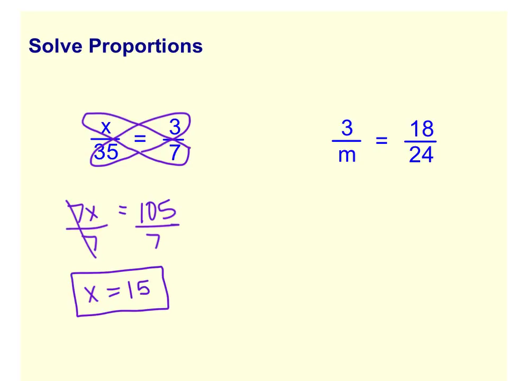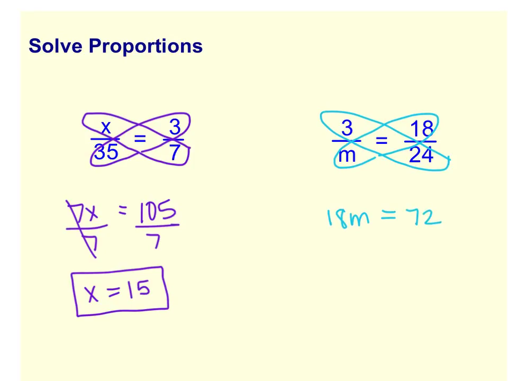So not too bad. The one thing you want to make sure you do when you multiply your diagonals, first of all, it doesn't matter which one you multiply first. I tend to use the one that has the variable, so I'll multiply the m and the 18 together first, but if you multiplied the 3 and the 24 first, that's okay, you get the same answer in the end. But what you want to make sure you remember is when you multiply one diagonal, 18 times m is 18m, you want to set it equal to the other diagonal. 3 times 24 is 72.